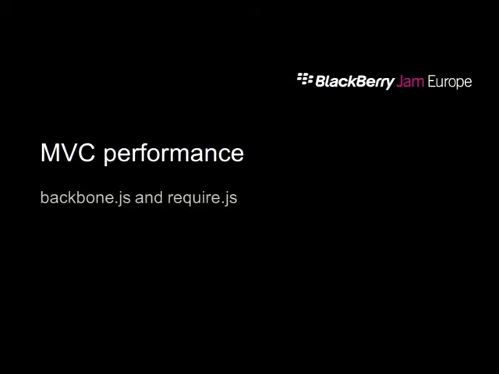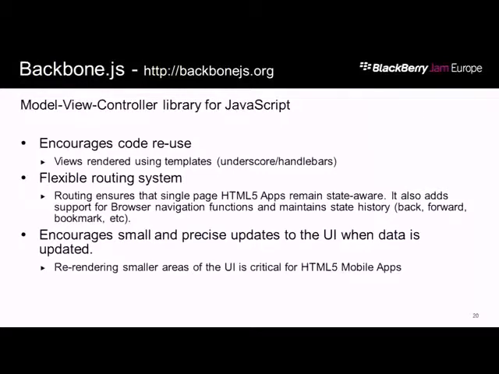So MVC performance. We're going to talk about Backbone.js and Require.js. Backbone.js is a library that allows for model view controller support in HTML5 applications. What that does is encourage code reuse. Views are rendered using templates, just like handlebars, and since Backbone requires Underscore.js as a requirement, you can also use Underscore.js as your template engine. But handlebars provides you with a little bit more flexibility and power, so it's your choice.